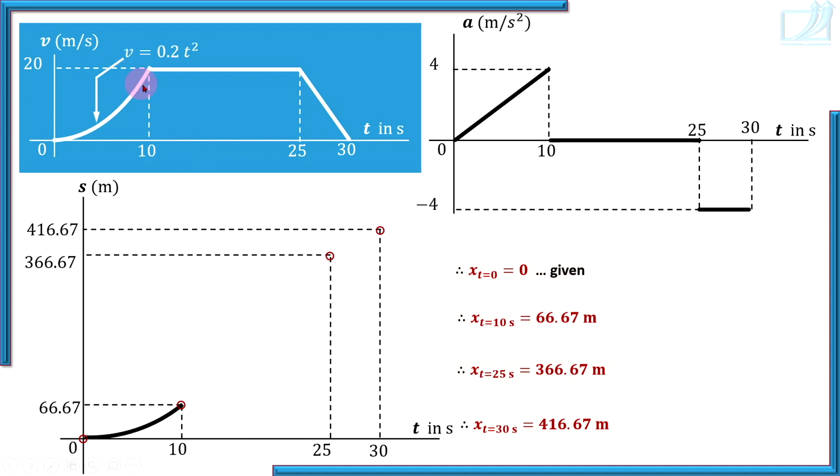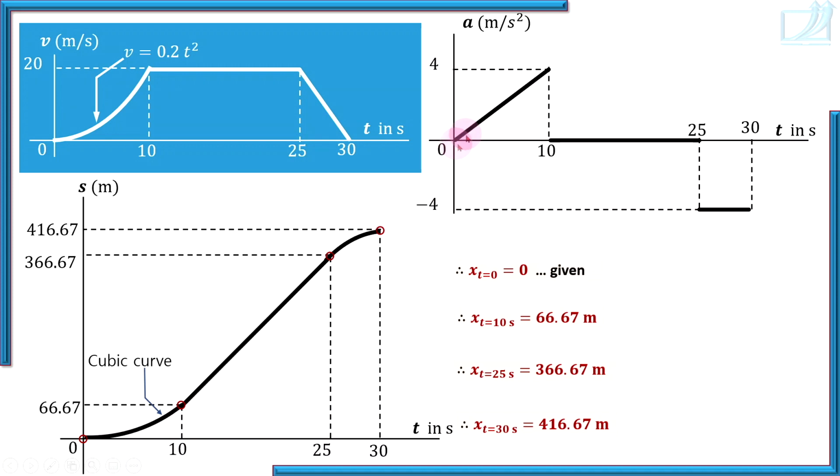From 10 to 30, velocity is constant, which means the slope of the ST diagram is constant. Constant slope means it is a straight line. And from 25 to 30, velocity reduces, so slope should reduce. Not only that, at t equal to 30 velocity becomes 0, so the curve should become horizontal here. So this is a cubic curve.